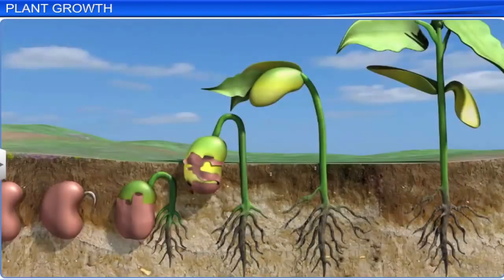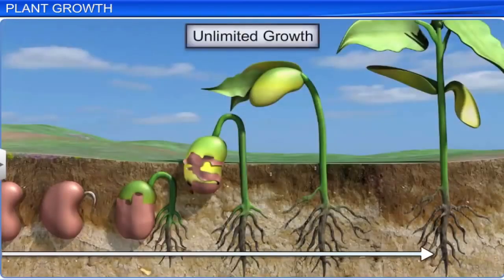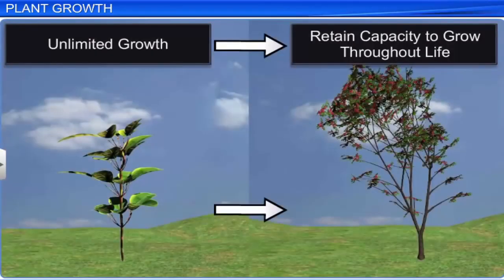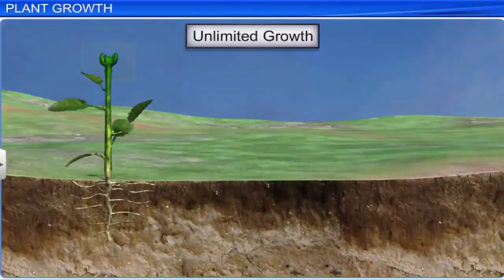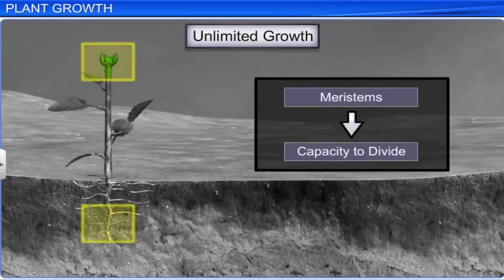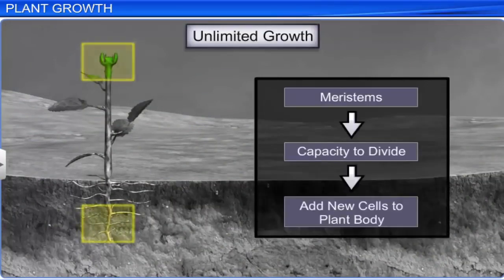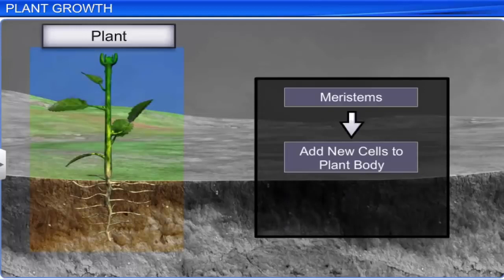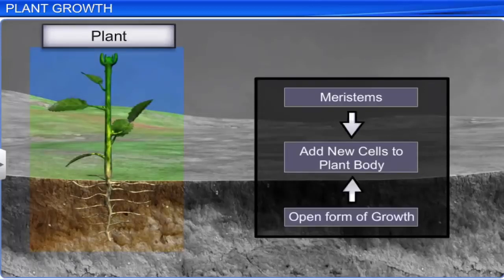In plants, growth is unlimited and hence they retain the capacity to grow throughout their lifespan. This is attributed to the presence of meristems at specific locations in them. Meristems are cells that have the capacity to divide, which add new cells to the plant body. This addition of new cells by meristems is called open form of growth.